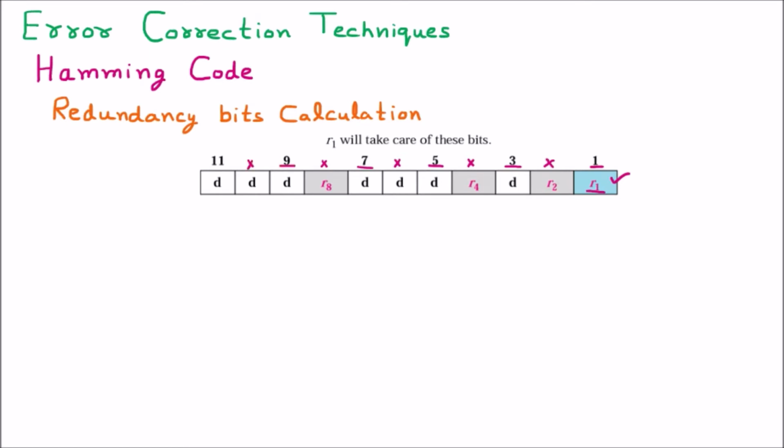Then leave the 10, it will take care of the 11. So this way R1 is going to take care of the 11, 9, 7, 5, 3, and this is already by itself. So these bits are taken care of with the help of R1. We can understand it like this: R1 means 1. So 1 is going to take the gap. After a gap of 1, it is going to take care of these bits. So this is all about R1. Here we can see that R1 is going to take care of the bits which are taken here.